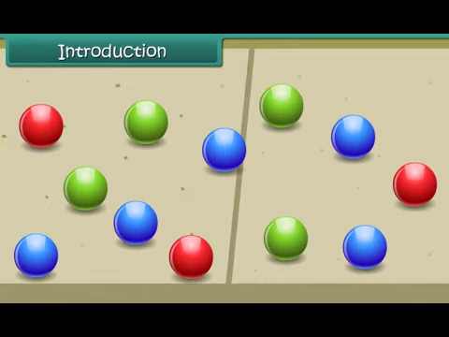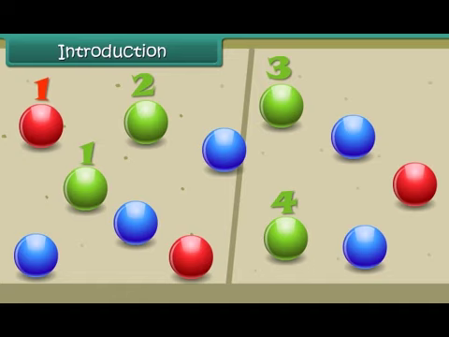Introduction. These are marbles. They are green, red and blue colored marbles. Let us count the marbles of each color. Let's first count the number of green marbles. 1, 2, 3 and 4. 4 green colored marbles.